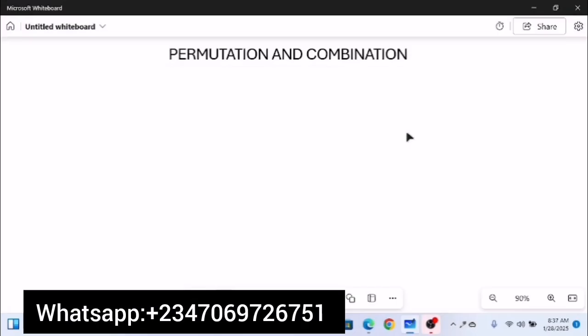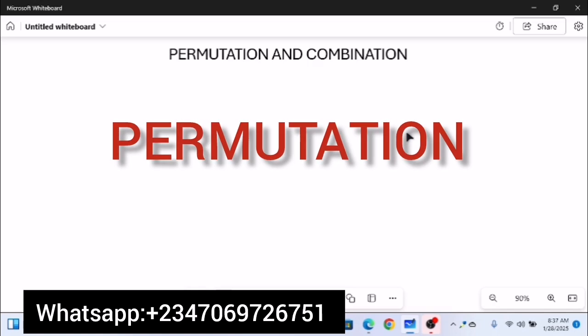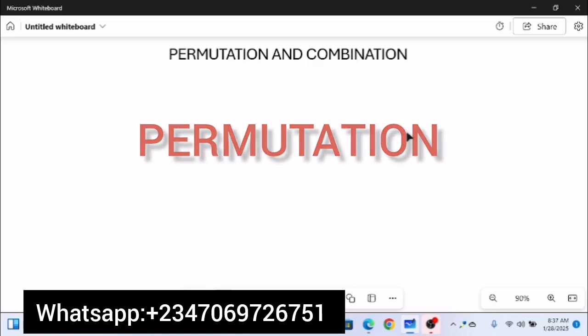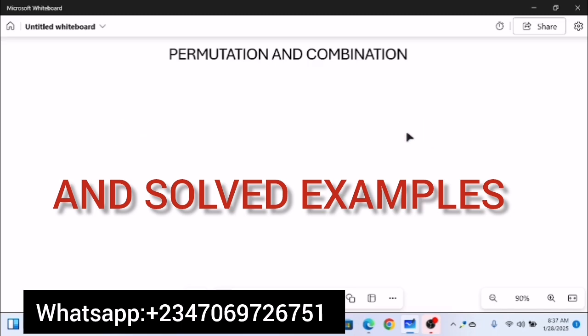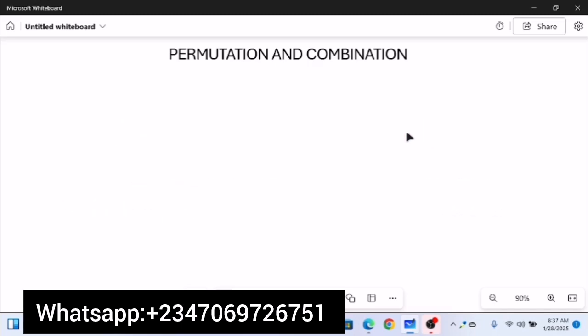Today's video, we are going to be looking at permutation and combination. But more specifically, in this video, we are going to be looking at permutation alone. We will discuss the three different types of permutation and solve multiple examples to back up all our explanations. Then in the next video, we are going to be looking into combinations.